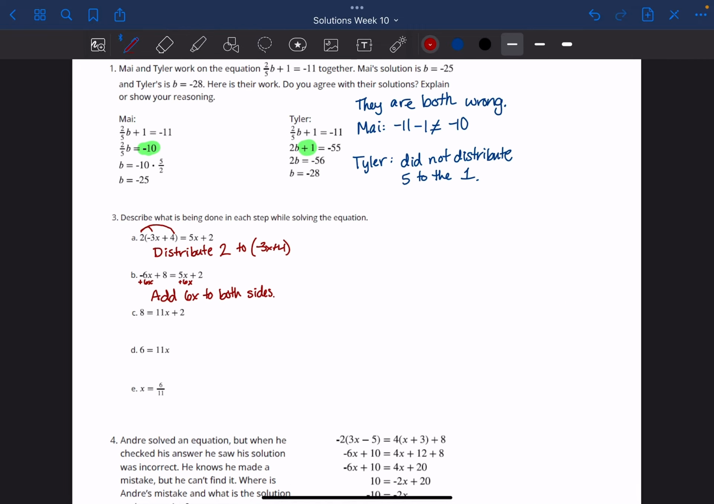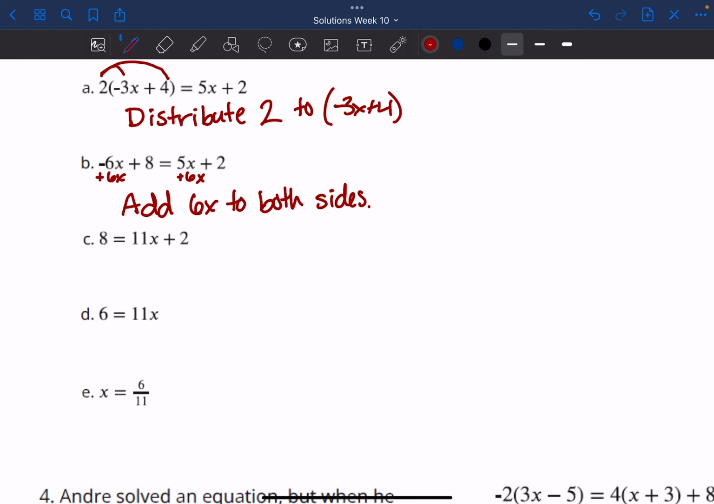Okay. Oops. I was very zoomed in apparently. Okay, so now we have 8 equals 11x plus 2. When we come down here, it's just 11x. So it does look like they moved the 2 or got rid of it. We're going to say that they subtracted 2 from both sides.